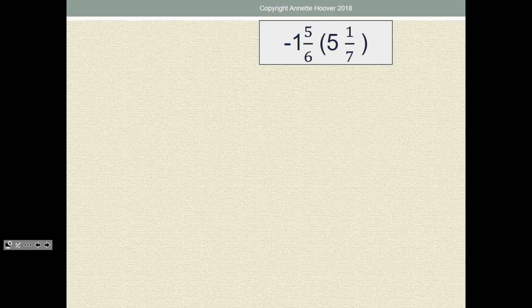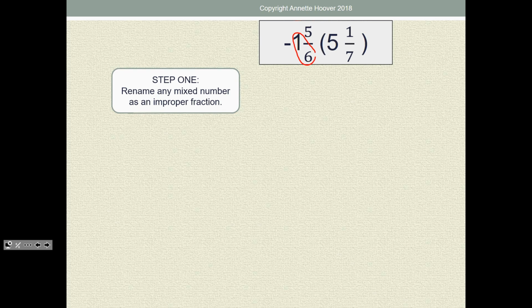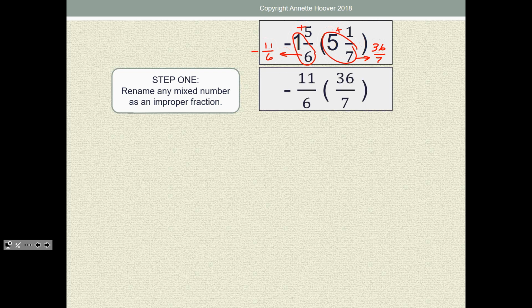In this example, we start out with mixed numbers, so we'll have to do the first step, which is to rename them. Again, we go 6 times 1 is 6, plus 5 is 11, so that would be 11 sixths, keep the denominator, and that was a negative number. 7 times 5 is 35, plus 1 is 36, keep the sevenths. So we have a negative 11 sixths and 36 sevenths.